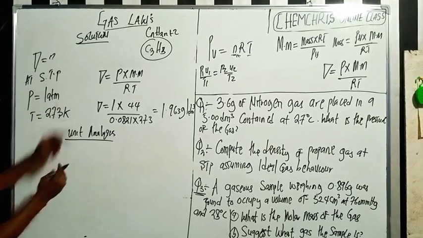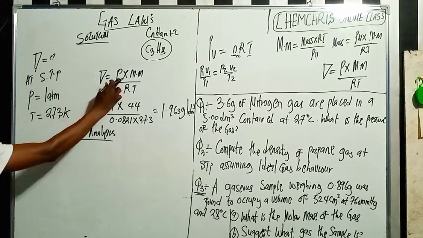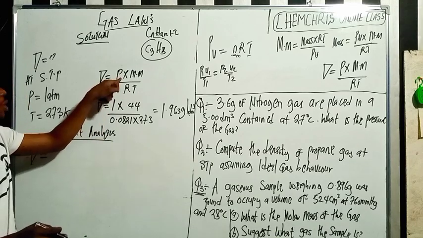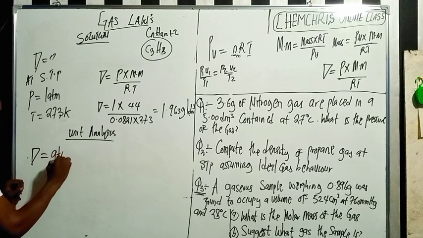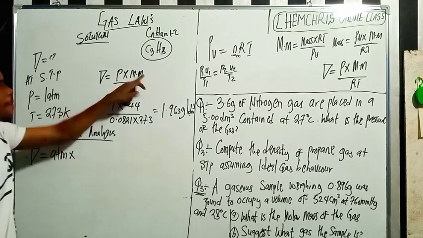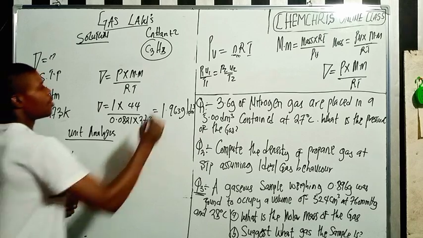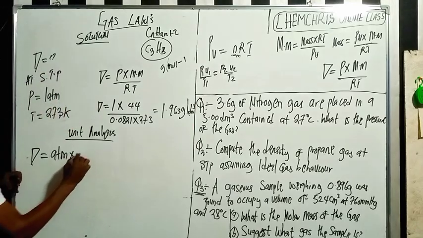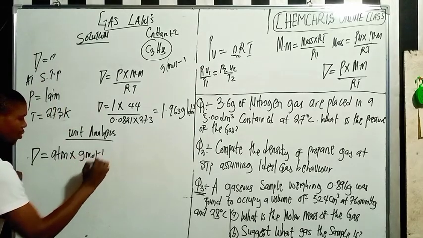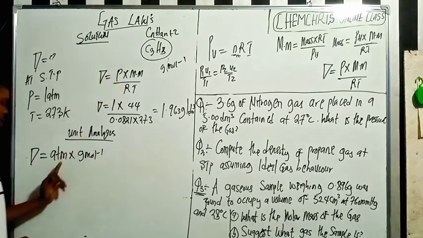Unit analysis. So let's look at it. D equals what? What is my P? What is the unit of P? P is in atm. So here we have atm times molar mass. Now, molar mass is what? Gram per mole, right? So it's going to be gram per mole. P is atm.